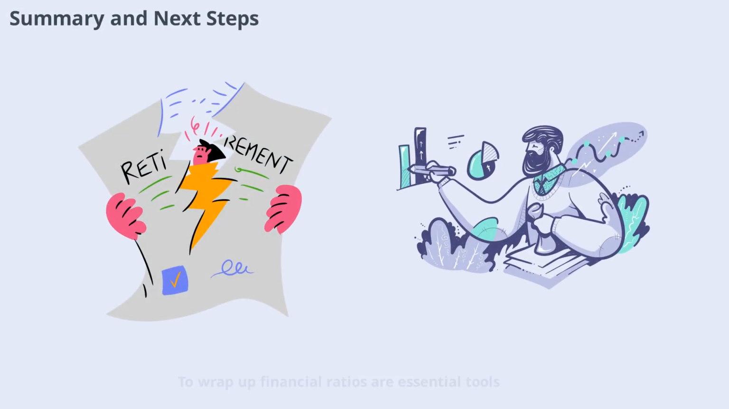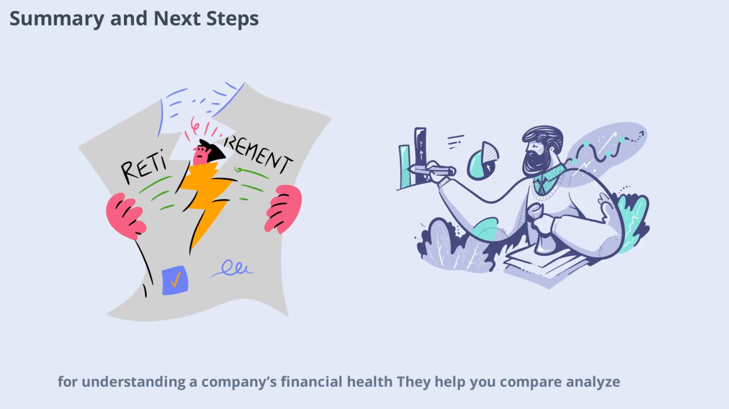To wrap up, financial ratios are essential tools for understanding a company's financial health. They help you compare, analyze, and make informed decisions. Remember to use multiple ratios, consider industry context, and look for trends over time. With these skills, you're ready to dive deeper into financial analysis and make smarter choices in business and investing.